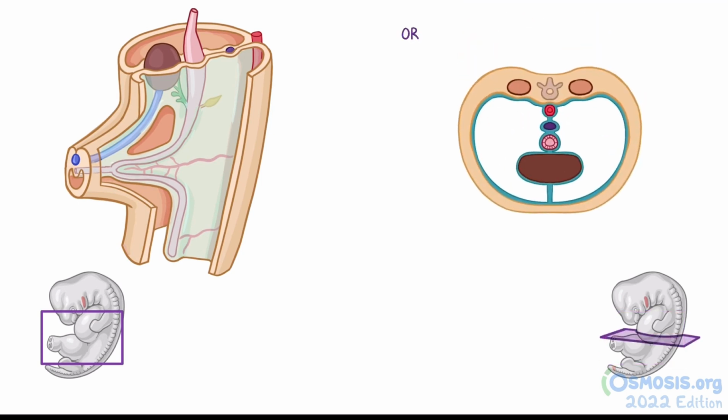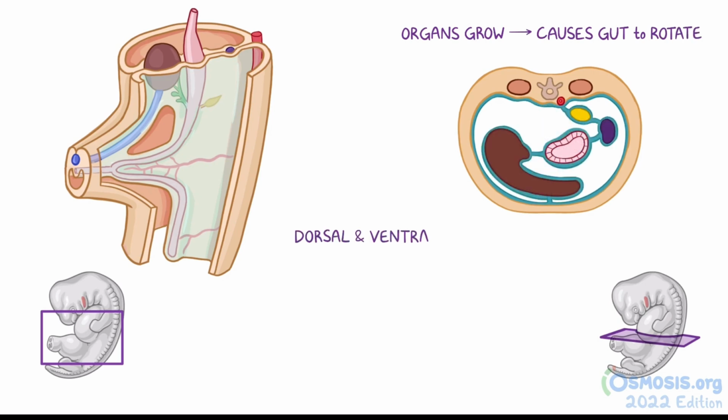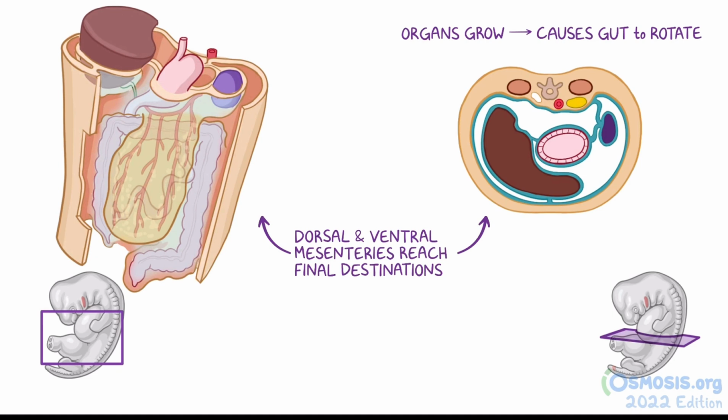The abdominal organs then continue to get larger as the fetus grows, which causes the gut to rotate. The dorsal and ventral mesenteries rotate along with the organs they are attached to and eventually reach their final destinations. Let's look at the ventral mesentery and how it forms.